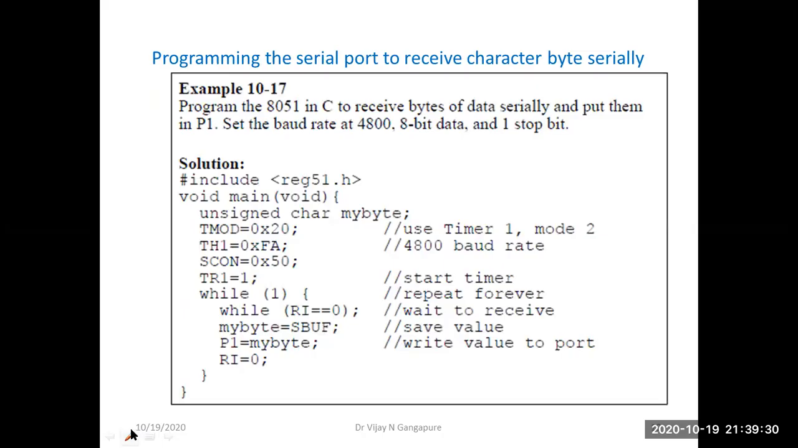So a program for that is written, to receive character bytes serially. Program the 8051 in C to receive bytes of data serially and put them in port 1. Set the baud rate at 4800, and serial port mode is 8-bit UART mode and one stop bit. Same as in the first program, here #include <reg51.h>, void main(void). Here the main function starts, here main function ends. So in between the opening and closing braces, the program is written.